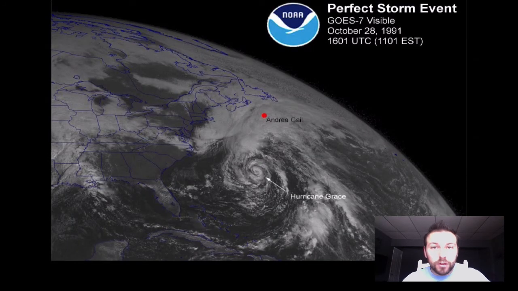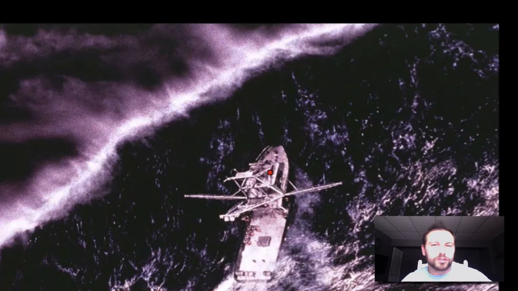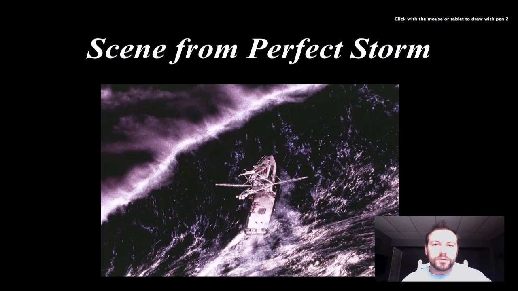Okay, this is the perfect storm, which the movie was modeled after, with the Andrea Gail. That was the fishing boat that left out of Massachusetts, and the members of that ship all ended up dying at sea. But you can see Hurricane Grace right here. There were a couple of other pressure systems lingering around, low pressure and high pressure, that kind of blocked everything off, helping fuel this pretty massive event. This is just a scene from The Perfect Storm, some of the waves generated from that.